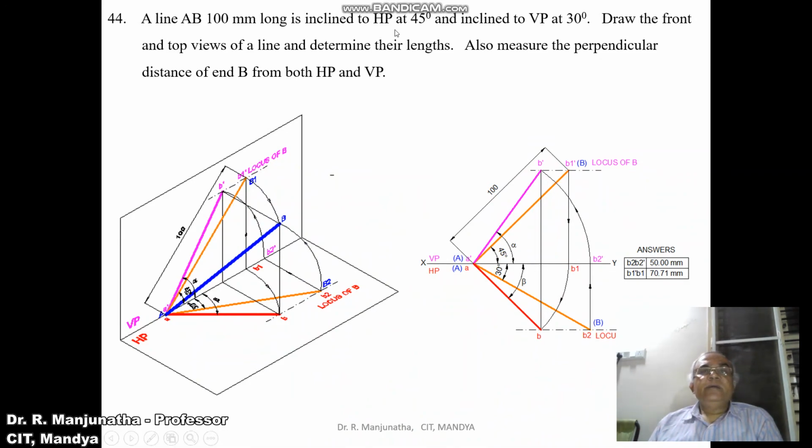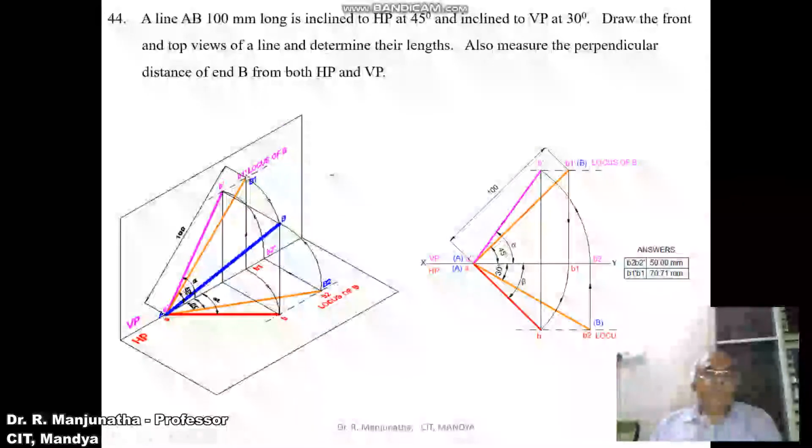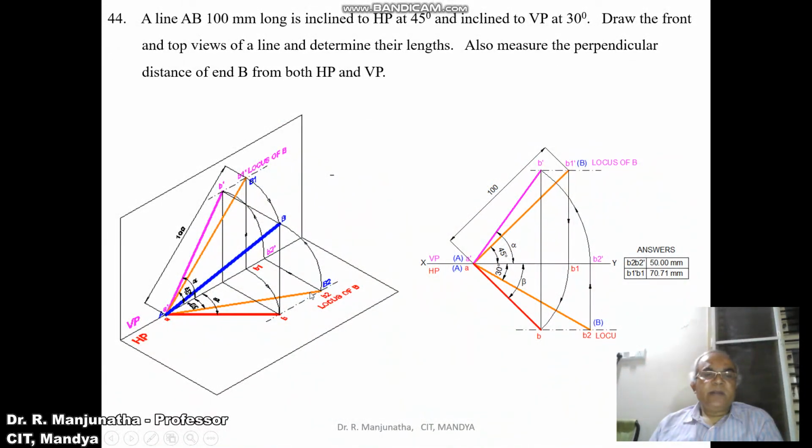Then since he has given the inclination with respect to HP as 45 degrees, that inclination can be seen in VP. So from A dash you draw a line which is inclined at 45 degrees for a length of 100 mm. And then similarly, with end A in HP, measure an angle of 30 degrees and draw a line to a length of 100 mm. So you have got this line and this line now. That means you have B1 dash and B2, and then join AB2 and A dash B1 dash.